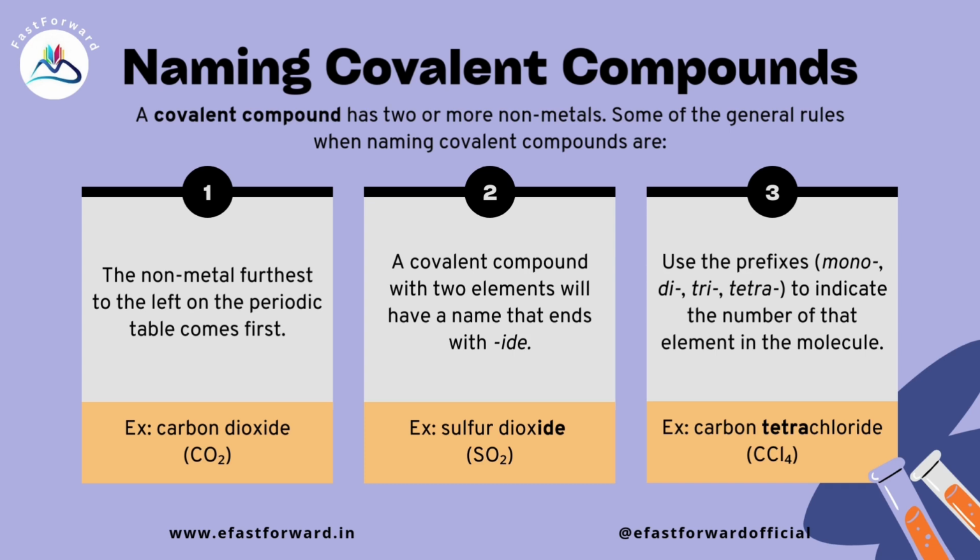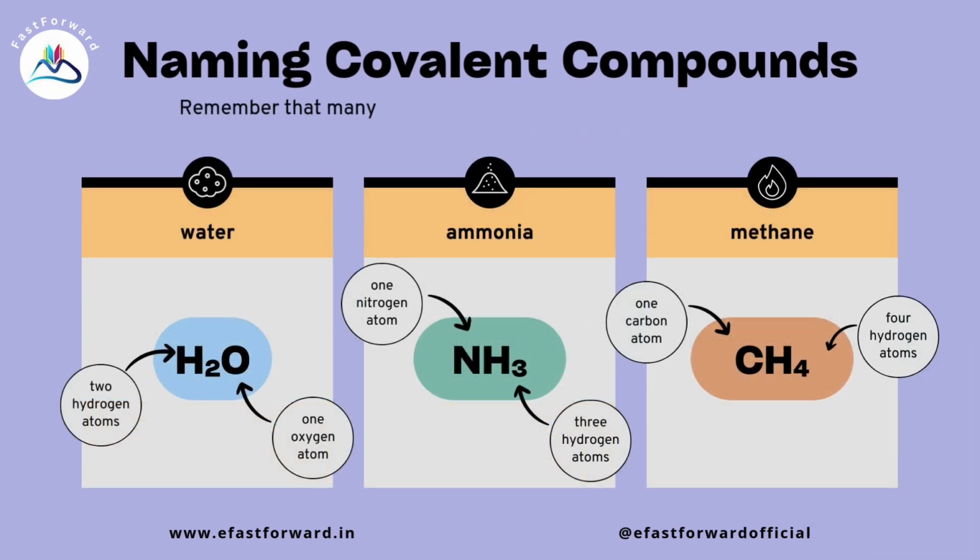Number 2. A covalent compound with two elements will have a name that ends with "ide". Example, sulfur dioxide. Number 3. Use the prefixes mono, di, tri, tetra to indicate the number of that element in the molecule. Example, carbon tetrachloride. Naming covalent compounds. Remember that many covalent compounds have common names that are widely accepted.